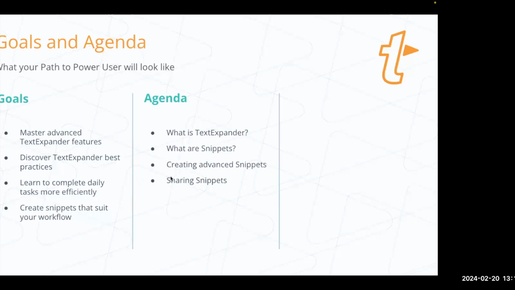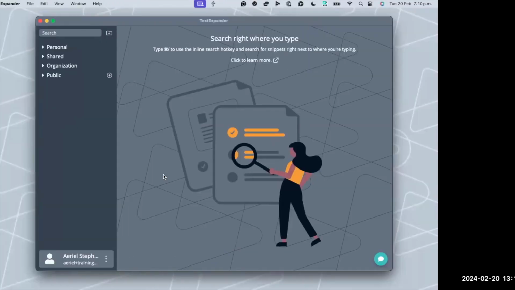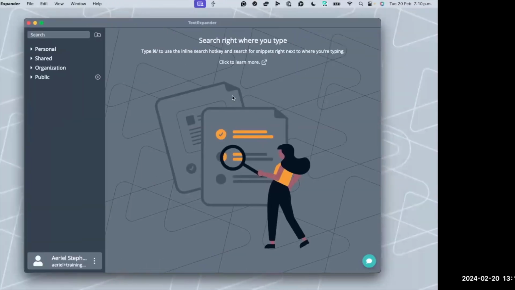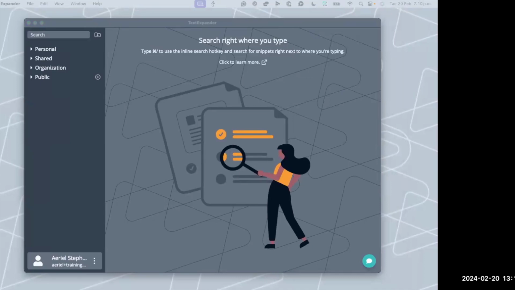Okay, so let's jump in. We've got our overview here. So I am going to just have my TextExpander app here. Everything look good with this, Jen? You can see this, right? I can, yep. Okay, perfect.